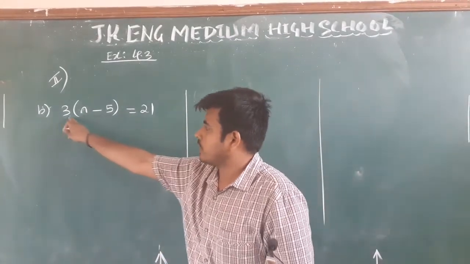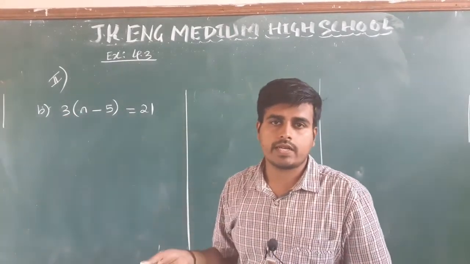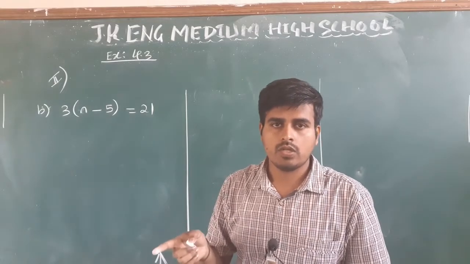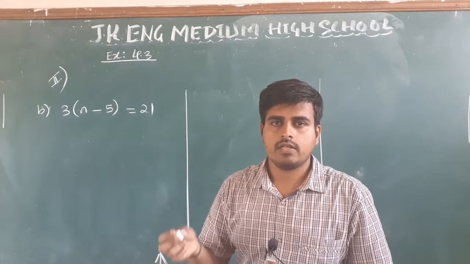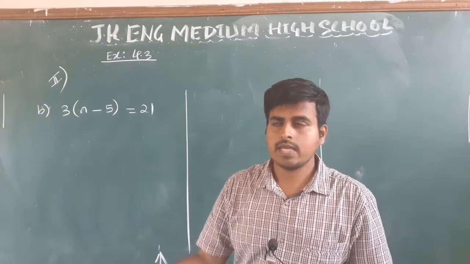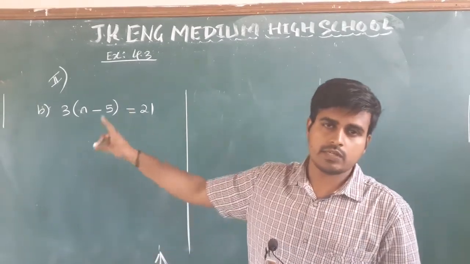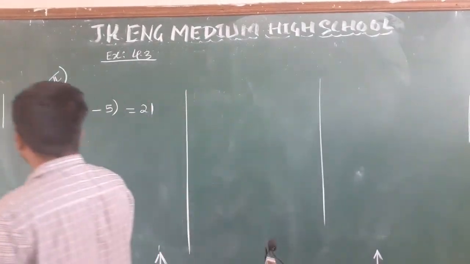To find n, first I need to remove this 3. How is this 3 connected to the bracket? By multiplication. So what is our next step? Try to guess. Divide both sides by 3 to remove it. First I need to remove this 3. Solution.